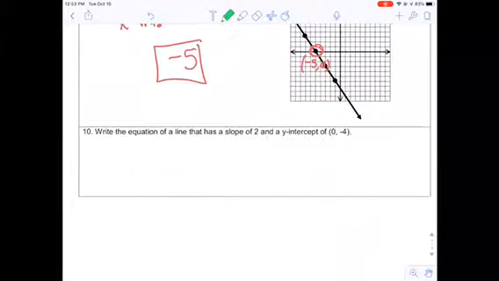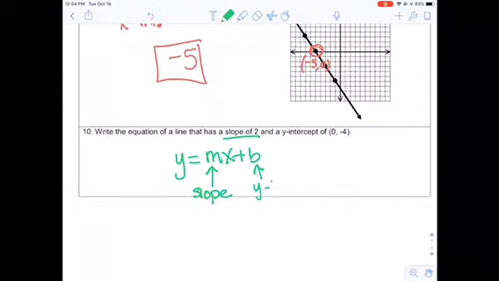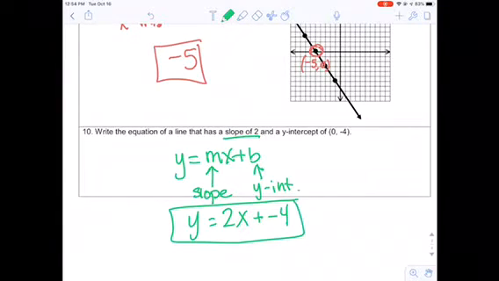And then problem 10, they want the equation of a line that has a slope of 2 and a y-intercept of (0, -4). So when we write our equations, they're y equals mx plus b. This is my slope, and this is my y-intercept. So my slope is 2, which is going to replace m. My y-intercept is -4, which is going to replace b. You could also write it as 2x minus 4 as well.